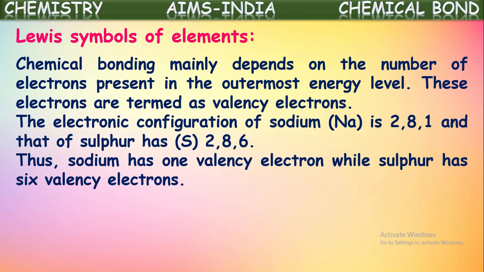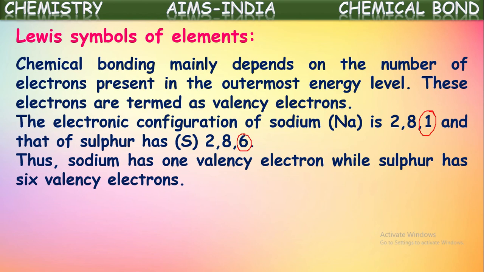The electron configuration of sodium, for example: its atomic number is 11 and its configuration will be 2, 8, 1. And that of sulfur: its atomic number is 16 and its configuration will be 2, 8, 6. Thus we can say sodium has only one valence electron, isn't it? It has only one valence electron. Whereas sulfur has 6 valence electrons.